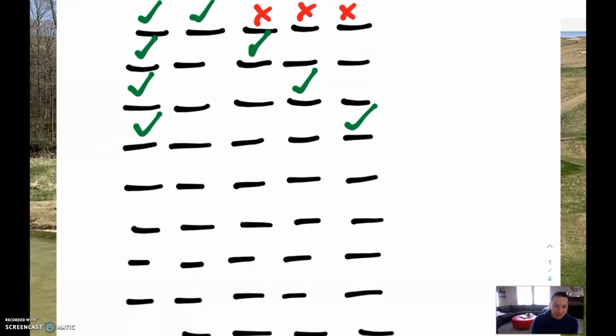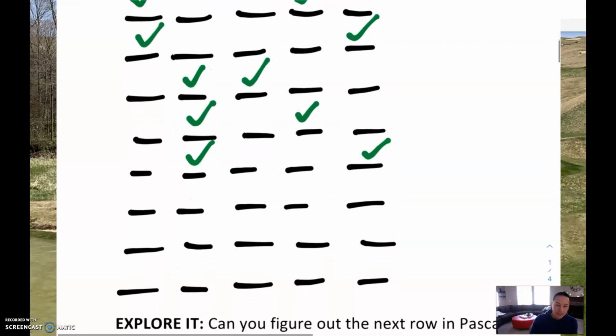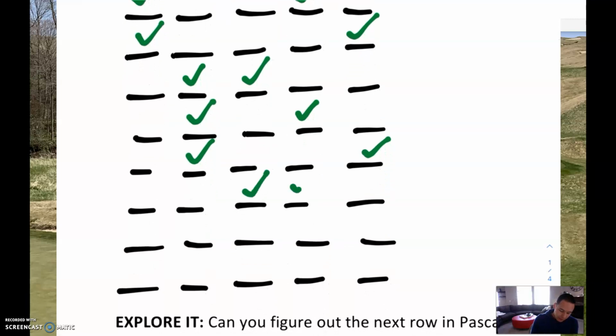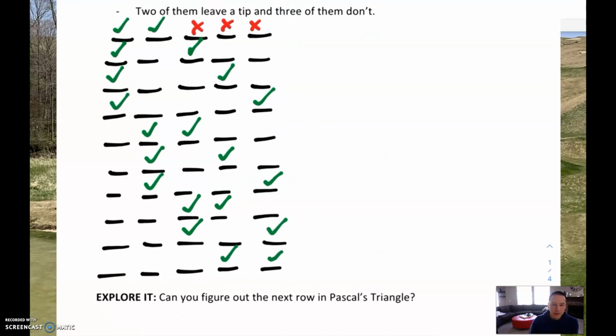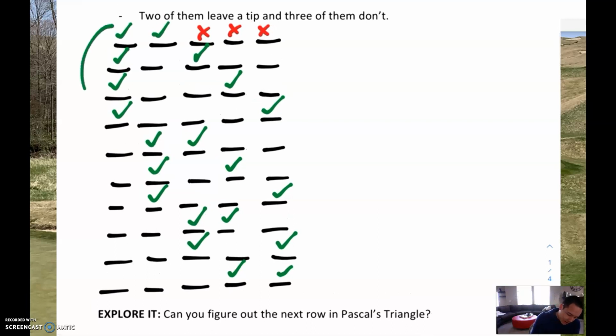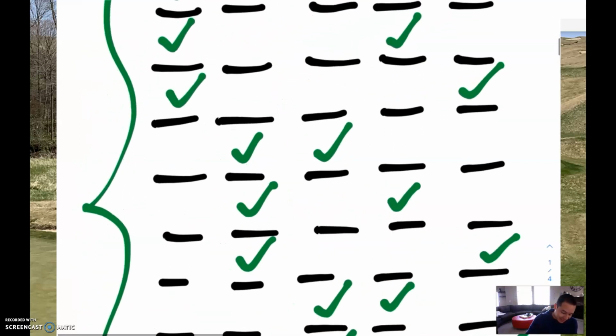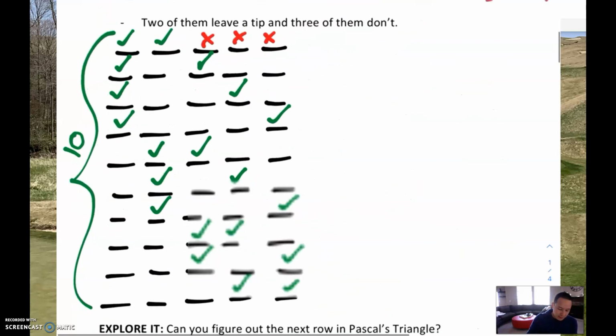Or the first person might not leave a tip at all, and you could have the second and third person leaving a tip, or the second and fourth, or the second and fifth, or we could have the third and the fourth, or the third and the fifth, or the fourth and the fifth. So you'll notice that there are how many different ways that two people could leave a tip? Well, you watched me draw out all those slots. There are 10 different ways that we could have two of them leave a tip and three of them not leave a tip.